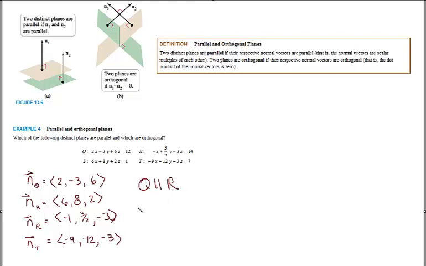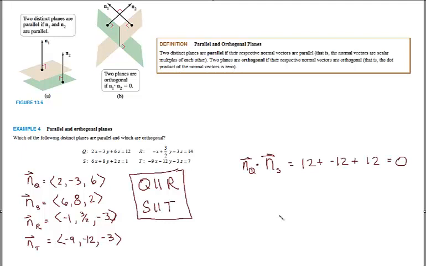And I can look at S and T and see that I could multiply by, looks like 2/3. Let me check. No, it's -3/2. Yeah, and if you do, then you'll see you get the other one. Just doing the dot product here just to see.